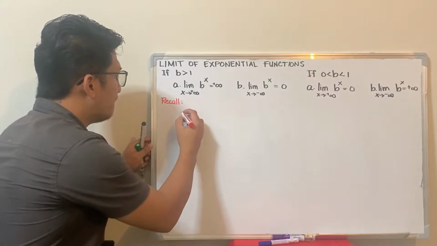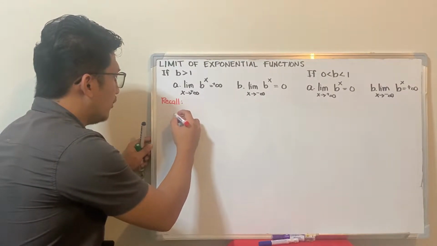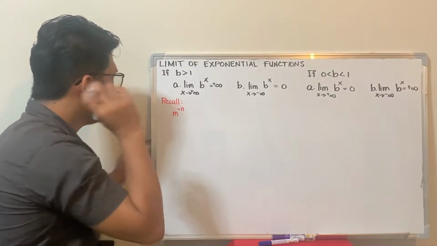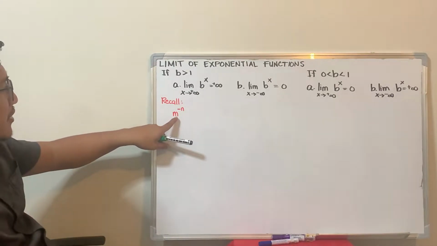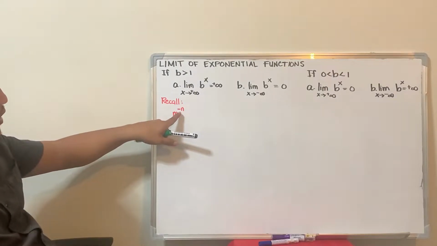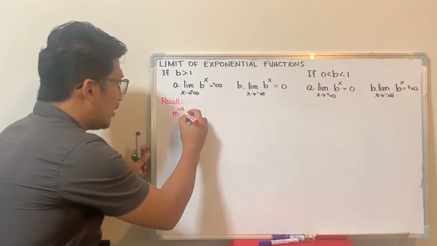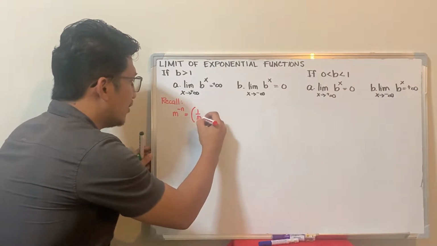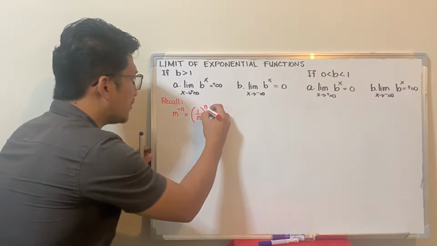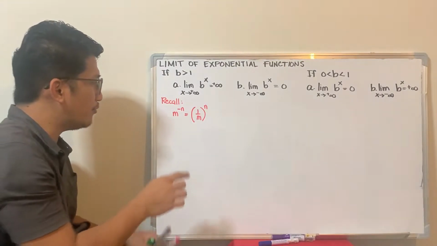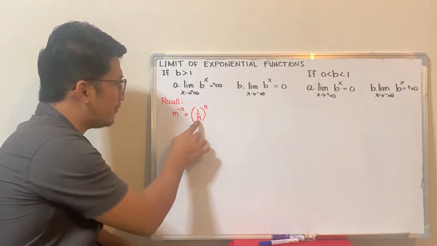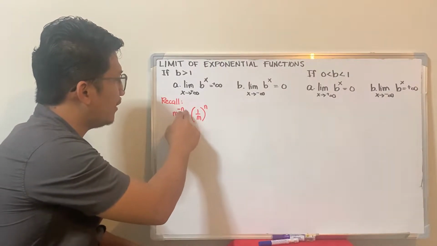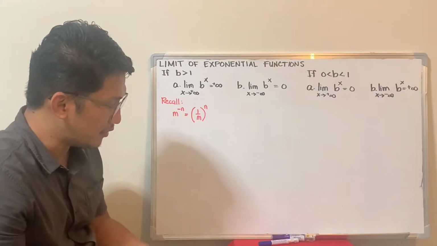So recall the law of exponents: if m is raised to a negative power, for example you have m as the base and the exponent is negative n, its equivalent is the reciprocal of the base raised to the positive exponent. Okay? So what you will do is take the reciprocal of the base, from m to 1 over m, and the exponent goes from negative n to positive n. So that's how we do it.